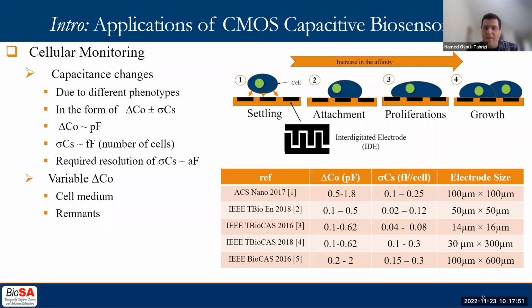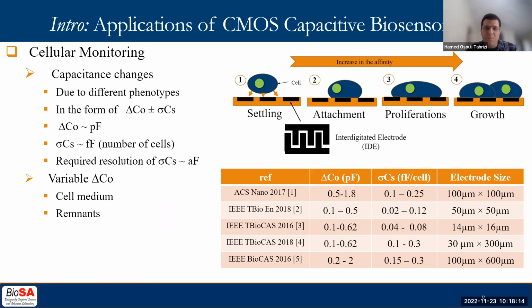The settling, attachment, proliferation, and growth of cells are important to biologists. In these stages, the integration of cells with the surface through multi-protein structures causes change in the capacitance. In this application, 2 types of capacitance, namely offset and target, exist.